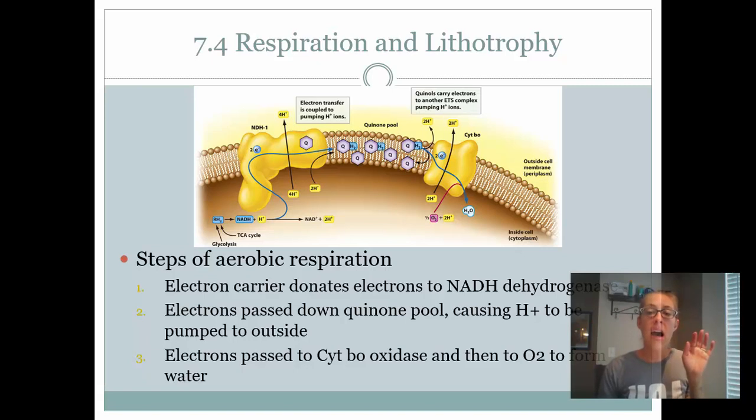So in aerobic respiration, we're going to see that... where'd my mouse go? Where is it? There it is. It takes a minute to show up for me.